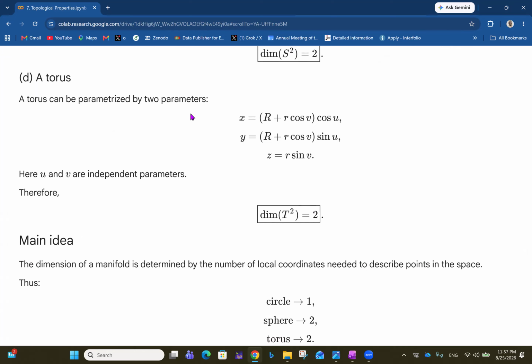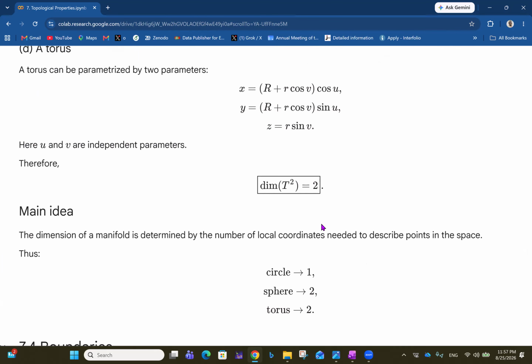Then you have a torus. A torus can be parameterized by 2 parameters. x is big R plus small r cos v, times cos u. Then y is big R plus small r cos v, all multiplied by sine u. And z itself is small r sine v. So here, u and v are independent parameters. Therefore, the dimension of T2 is equal to 2.